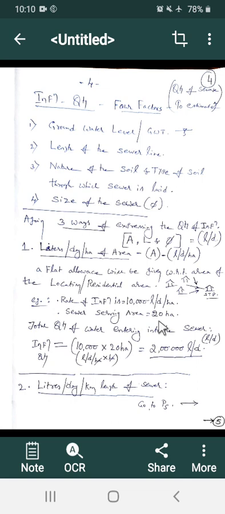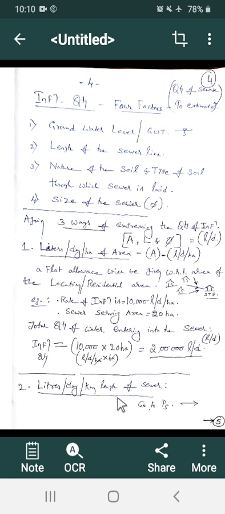Okay, the sewer serving area is 20 hectares and the rate of infiltration is 10,000. If you multiply these two, you will get the quantity of water entering into the sewer line. Here 10,000 into 20 hectares, you will get 2 lakh liters per day. 2 lakh liters of water is going to enter the sewer line.